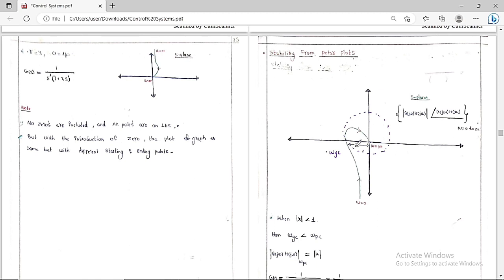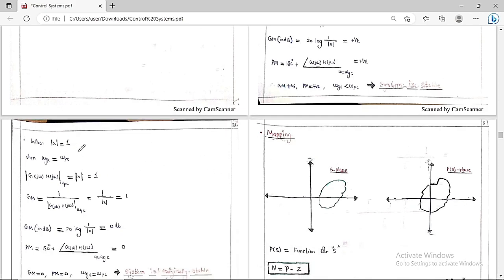And what is the phase crossover frequency? Phase crossover frequency is the frequency at which the phase angle of G of s, H of s is equal to minus 180 degree. Same thing here also, you are going to get the minus 180 degree. So omega GC is equal to omega PC. Both are going to coincide. So whenever mod x is equal to 1, then omega GC is equal to omega PC.